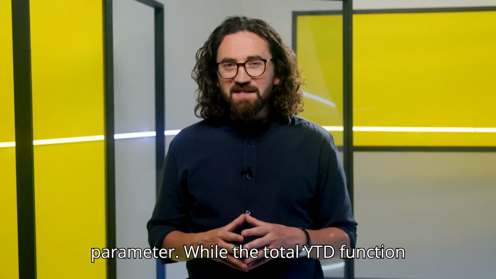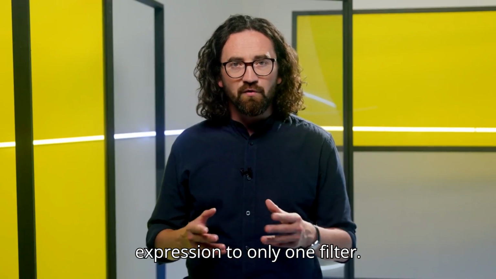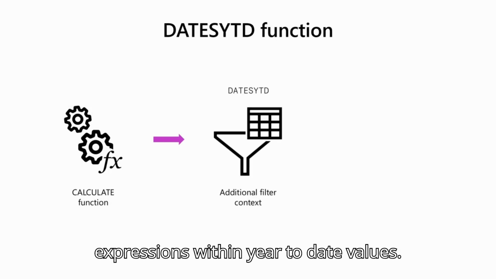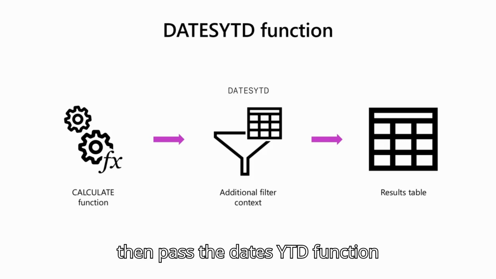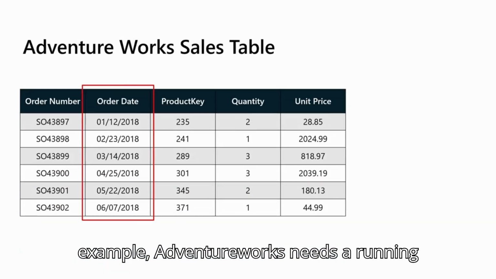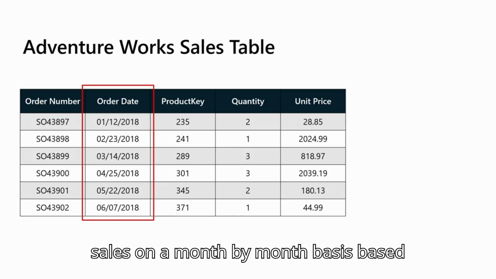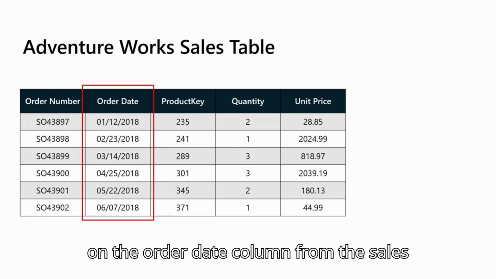While the total YTD function is simple, it limits the filter expression to only one filter. If you need to apply multiple filter expressions within year-to-date values, use the calculate function. Then pass the dates YTD function as one of the filter expressions. For example, AdventureWorks needs a running total that calculates its year-to-date sales on a month-by-month basis based on the order date column from the sales table.